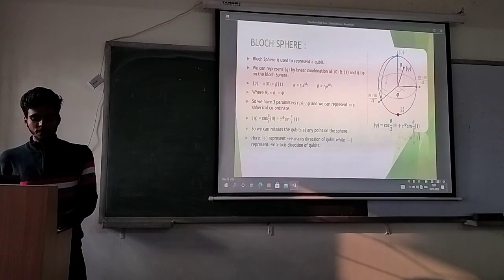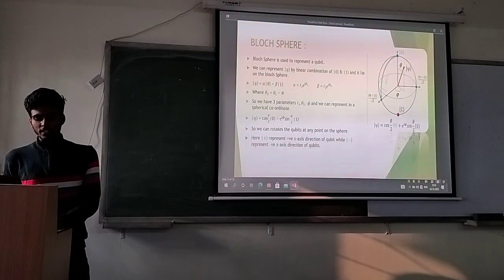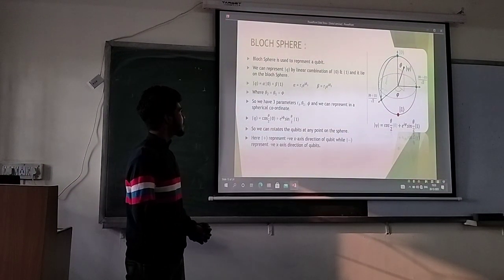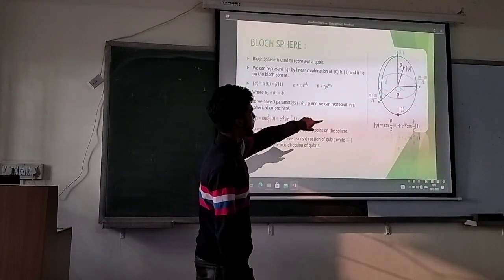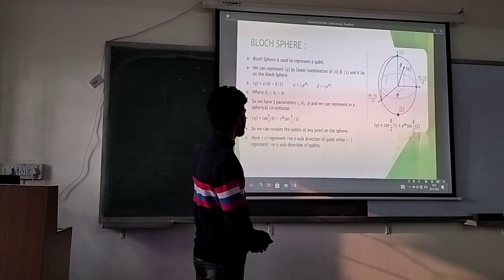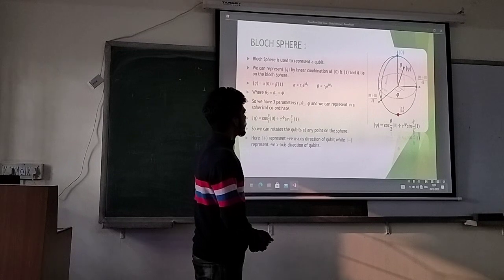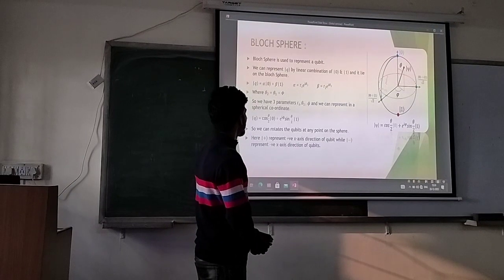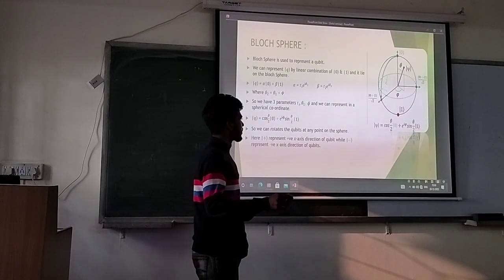Then this is the Bloch sphere, which is used to represent a qubit. We can represent any arbitrary quantum state as a linear combination of the 0 state and the 1 state, where the 0 state is represented on the z axis and the 1 state on the negative z axis. We can write it as alpha 0 plus beta 1, where alpha equals r1 e to the i theta 1, beta equals r2 e to the i theta 2, and theta 2 equals theta 1 plus phi. So we give a relationship between theta 1 and theta 2.